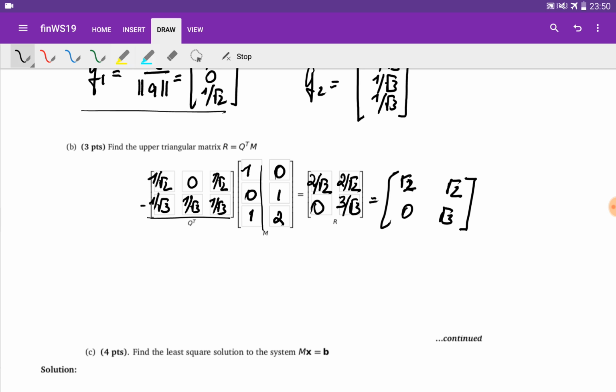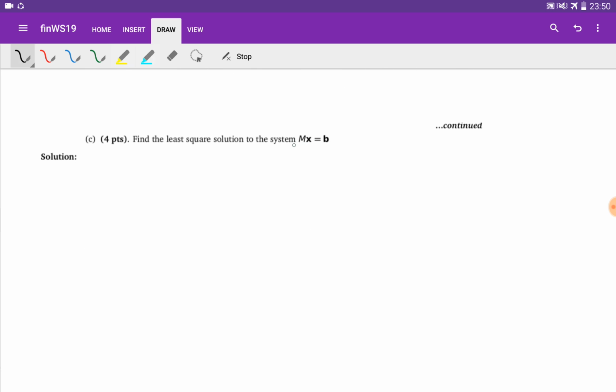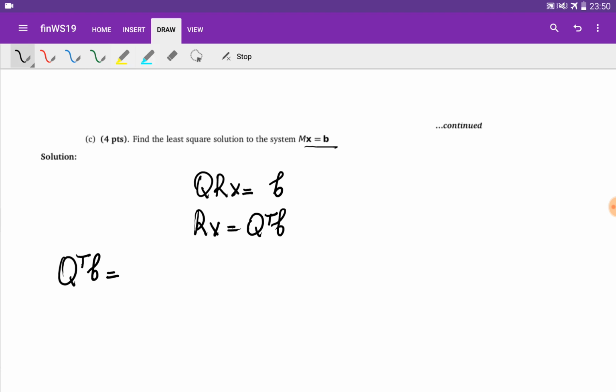Now, in order to find the least squares solution for the system Mx equals b, we can simply substitute M with its QR decomposition. It's going to be QRx equals b. We multiply both sides by Q transpose, so Rx equals Q transpose b, and we need to solve this system. First, let's find Q transpose b, which is 1 over square root of 2, 0, 1 over square root of 2, and minus 1 over square root of 3, 1 over square root of 3, 1 over square root of 3, multiplied by b.